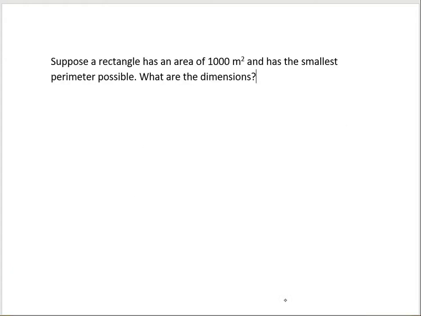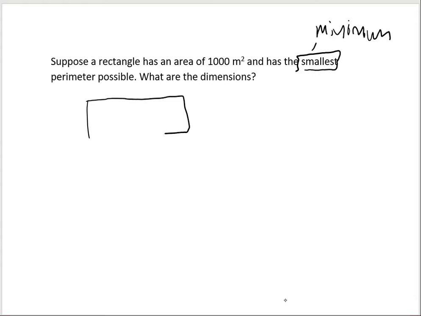Suppose we have a rectangle with a fixed area that has the smallest perimeter possible. What are the dimensions? Well, I see the word smallest, and that means a minimum, which means it's an optimization problem. So I could start out by drawing. I have a rectangle. My area inside is 1,000. And I want to minimize perimeter. So if I call this length and this width, that's our notation.